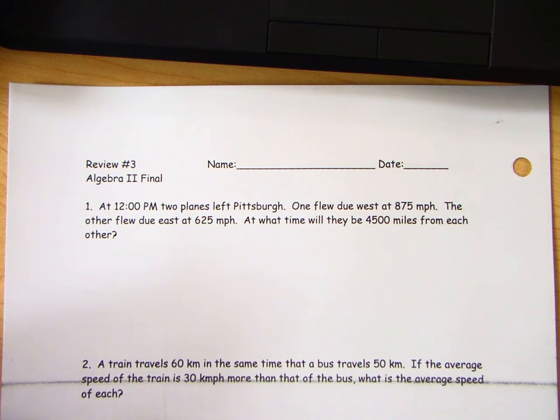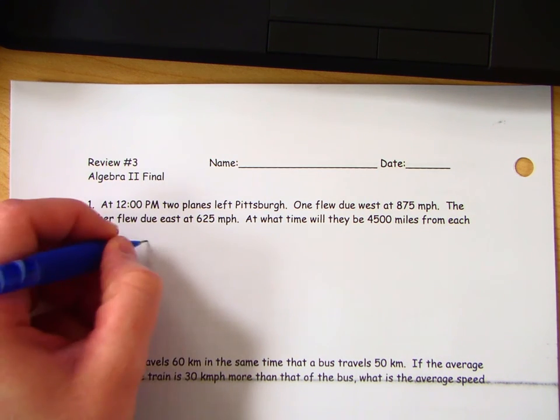Right now I'm just reading the problem, so if you want to pause the video for a moment and read it. We are going to have two planes. They're going opposite of each other, one going west and one going east. So what you're going to see is me making my distance, rate, time chart.